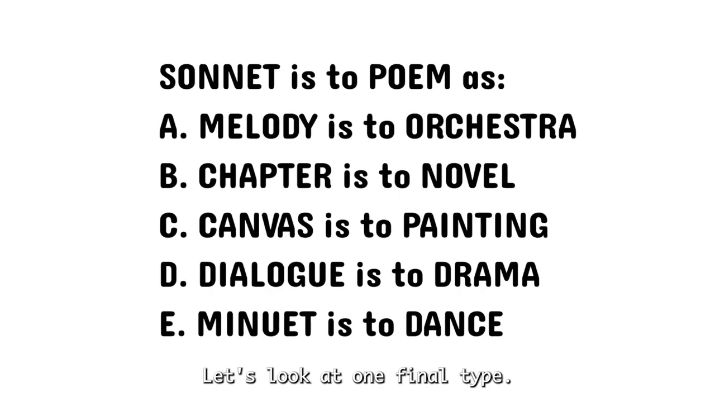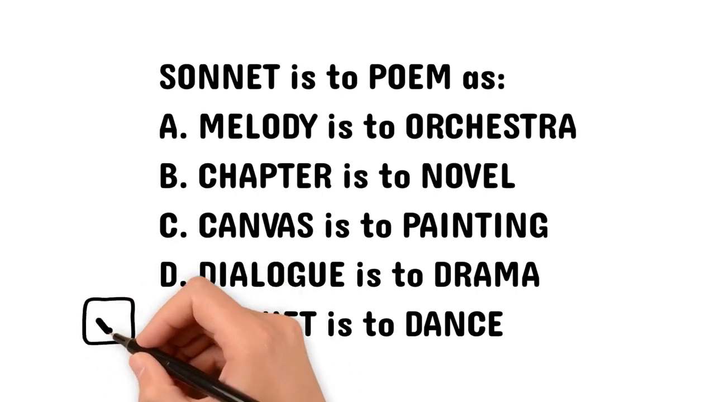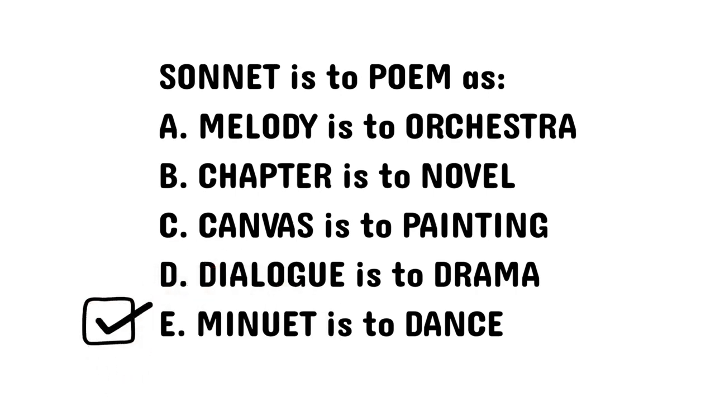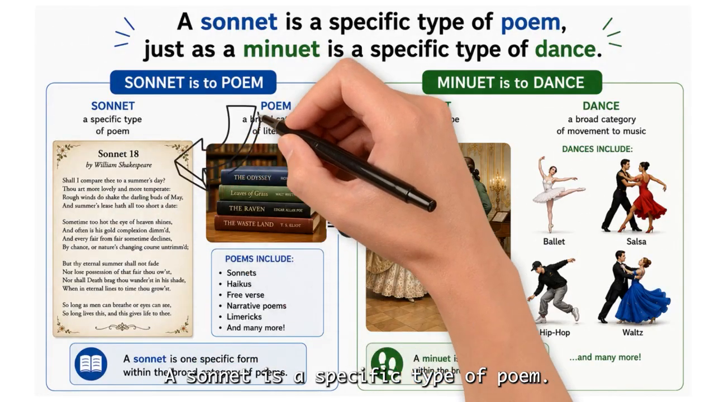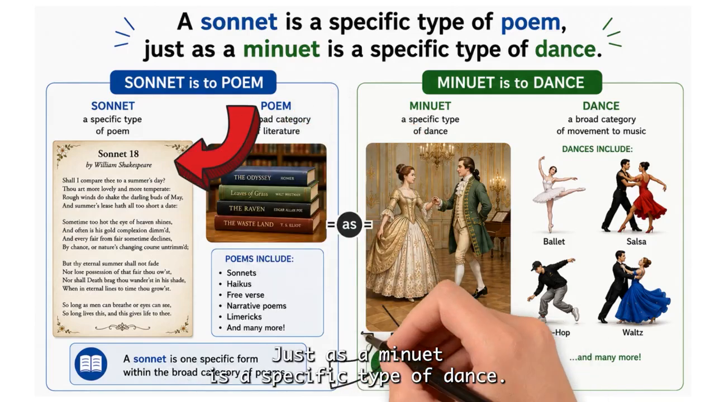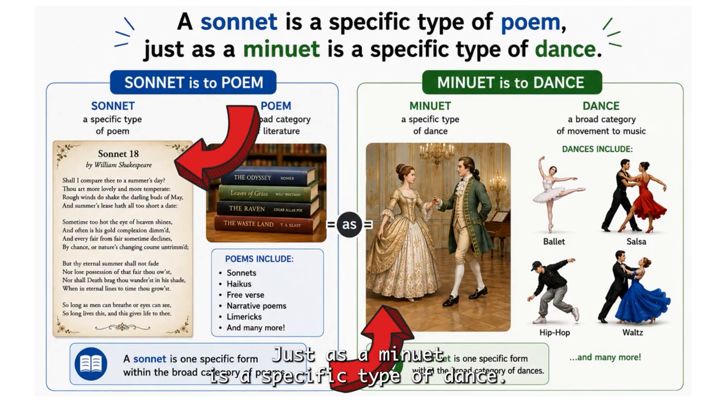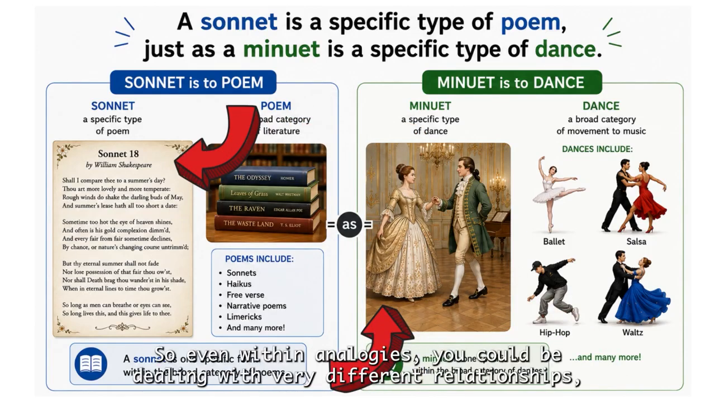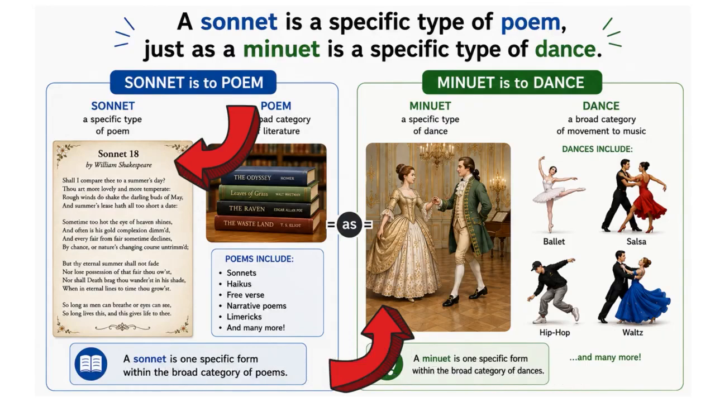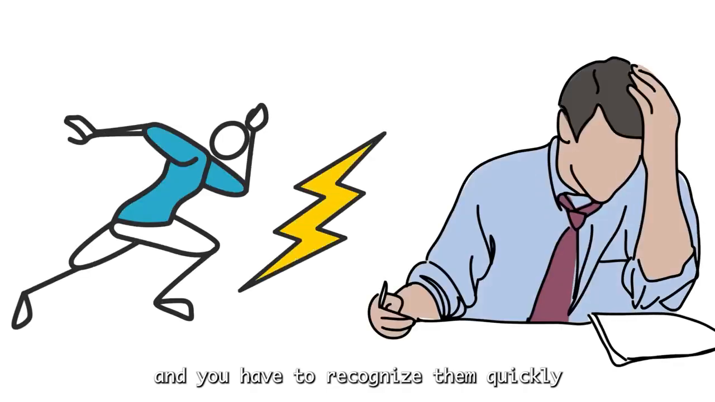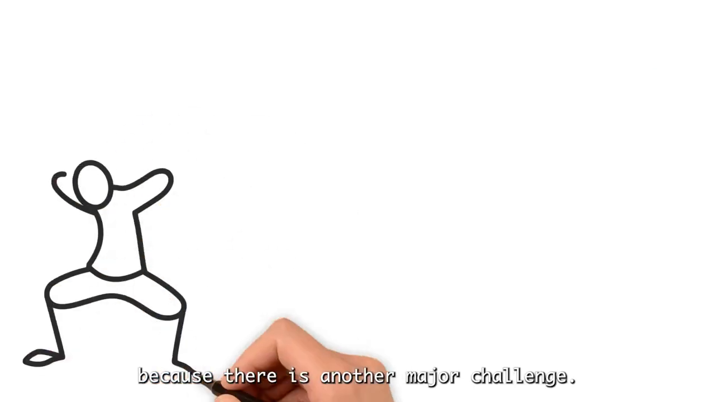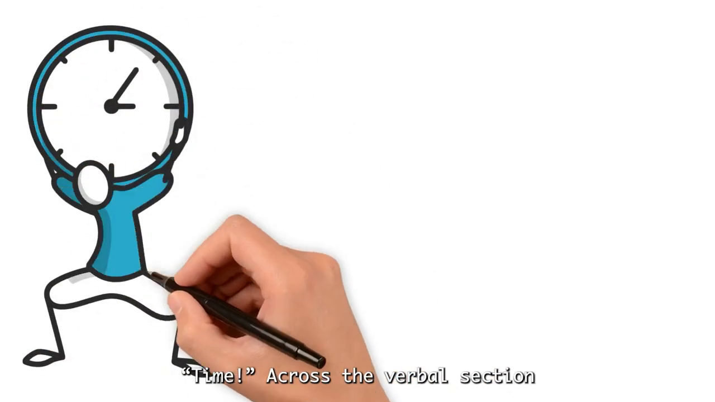Let's look at one final type. Pause the video here and try to solve it. A sonnet is a specific type of poem, just as a minuet is a specific type of dance. So even within analogies, you could be dealing with very different relationships. And you have to recognize them quickly, because there is another major challenge: time.